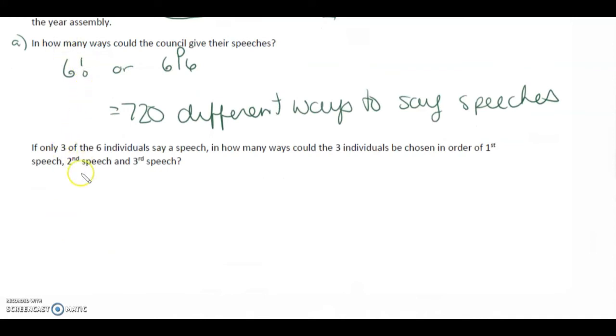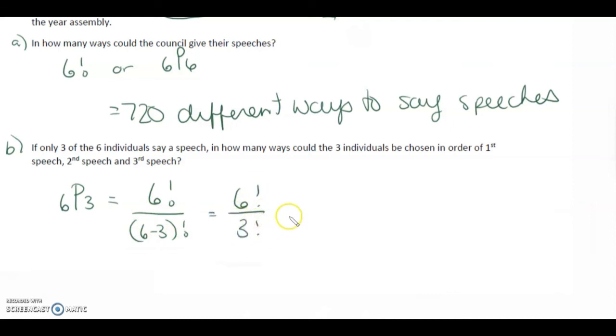Now, if only 3 of the 6 individuals say a speech, let's call this B, in how many ways could the 3 individuals be chosen first, second, third? In this case, we're talking about 6 people, order 3 of them. We can either put this straight into our calculator, or we can use the formula. So we're going to have 6 factorial over 6 minus 3 factorial, which is 6 factorial over 3 factorial. So I'm getting 120.